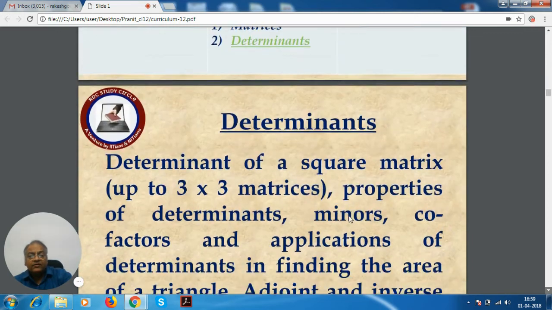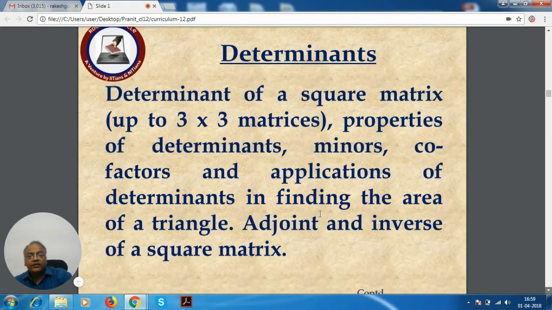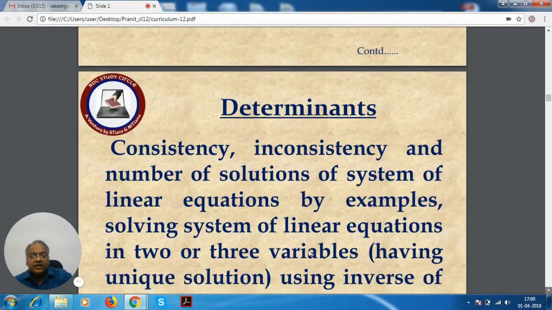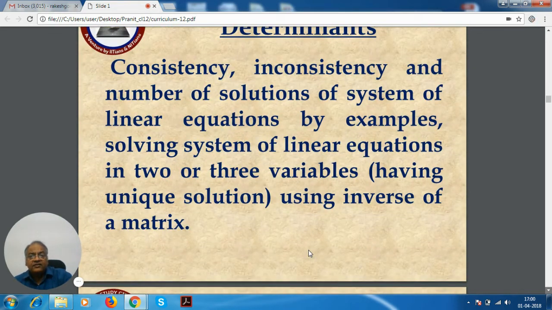Now, determinant is basically for a square matrix only. So, in your syllabus, you have up to 3x3 matrices only. Then what are the properties of determinants, minors, cofactors, and applications of determinants in finding the area of a triangle, adjoint and inverse of a square matrix. And then consistency, inconsistency, and number of solutions of system of linear equations.